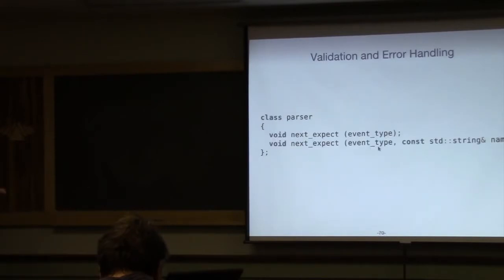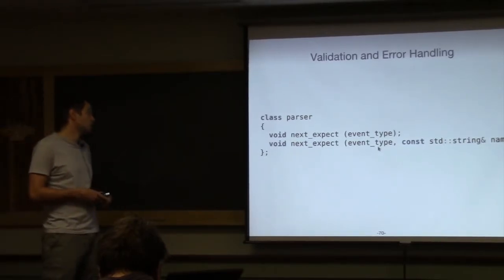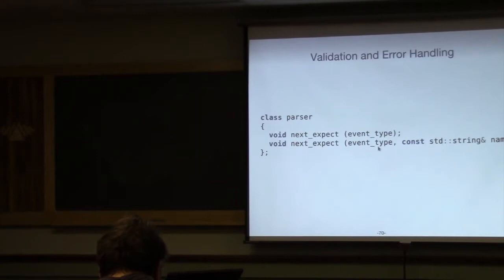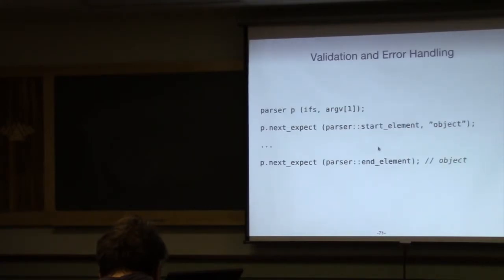To help with that, the parser provides the next expect function. The idea is pretty simple. It gets the next event and makes sure that it is what we expect. If not, it throws an appropriate exception. Simple, right? So that's how we can use it. So now all that error handling is gone. If the root element is not the object, we will get a nice exception saying got this element instead of what's expected.